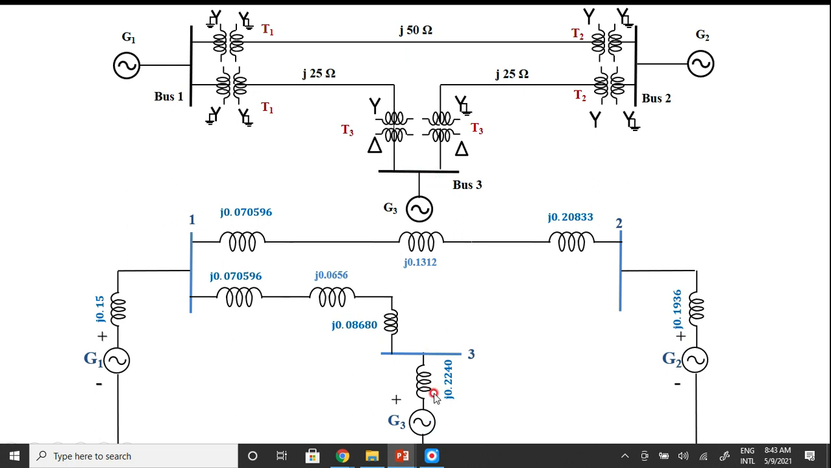Then this generator was already shown here. Then from bus number 3, there is once again T3 having the same reactance. You can see here, that is 0.08680, that is this T3. Then there is this transmission line, which has the same value as this, that is 0.056. Then after this transmission line, we have a transformer T2. This is how we have to draw the reactance diagram for the given network by calculating the new per unit values of the reactances of all the components in the power system.